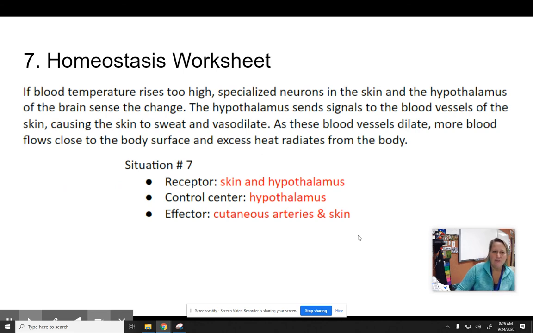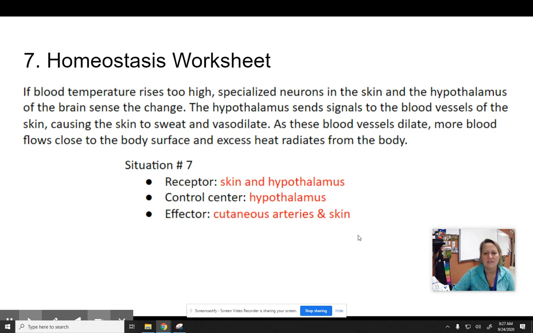Number 7, if the blood temperature rises too high, specialized neurons in the skin and the hypothalamus of the brain sense the change. The hypothalamus sends signals to the blood vessels of the skin, causing the skin to sweat and vasodilate. As these blood vessels dilate, more blood flows close to the surface of the body and the excess heat radiates from the body. So the receptor is both the skin, because the neurons are there, and the hypothalamus because that detects the change. The control center is also the hypothalamus because that's the one that is going to signal the blood vessels to dilate.